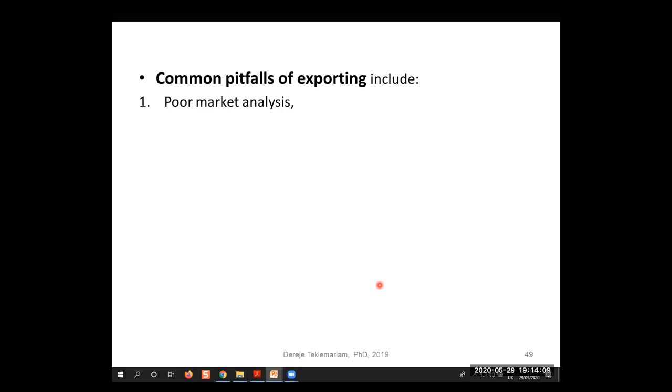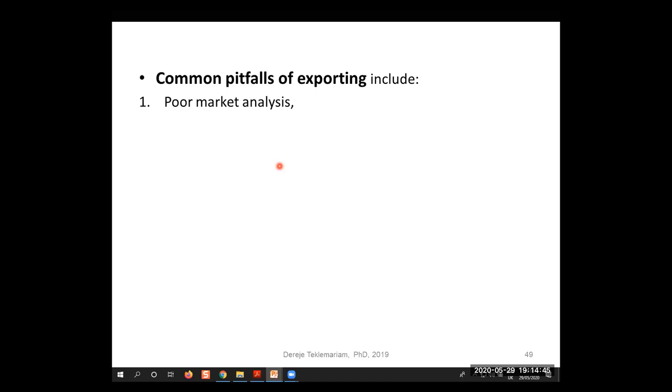The first pitfall is poor market analysis. Without adequate market analysis, companies enter into international trade, I mean exporting. So please make adequate market analysis. Market is the key issue. Without market, there is no revenue, and if there is no revenue, there is nothing. If you are a manager or a business operator, please understand what the market is. Market analysis is a very important step before deciding to export.